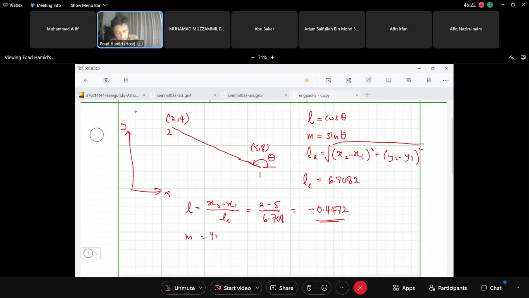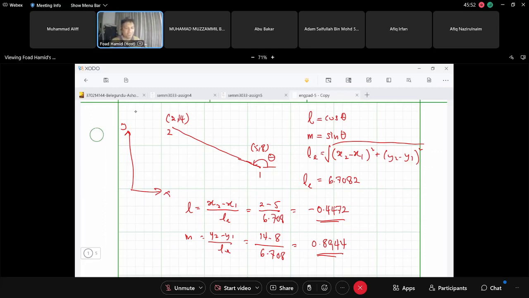Okay, so again, the same thing with M. This is just y2 minus y1 over LE, which is 14 minus 8, this is 14, over 6.708, equal to 0.8944.